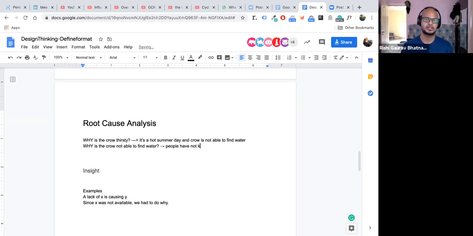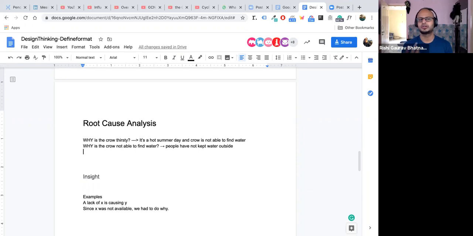Maybe people have not kept water outside, water has evaporated, etc. So we'll just keep it at say people have not kept water outside. Why have people not kept water outside? Because people don't know. Why do people not know? Because people are not aware. So that root cause analysis will continue to grow. The crow example may not be the best example for doing this, but this is how a root cause analysis of that work would work.